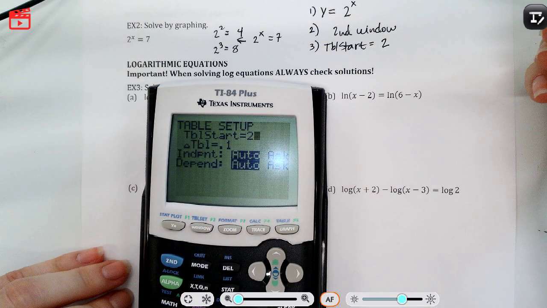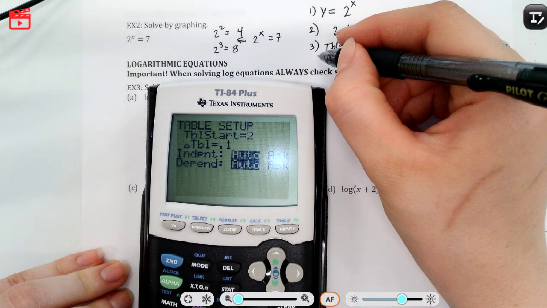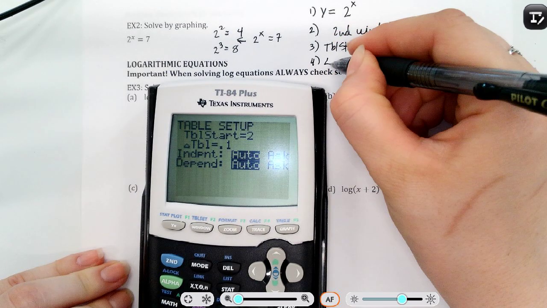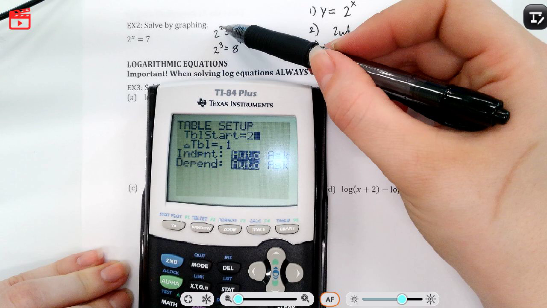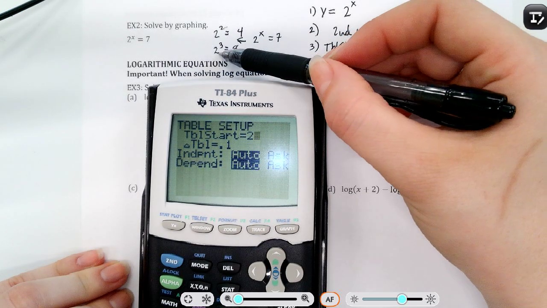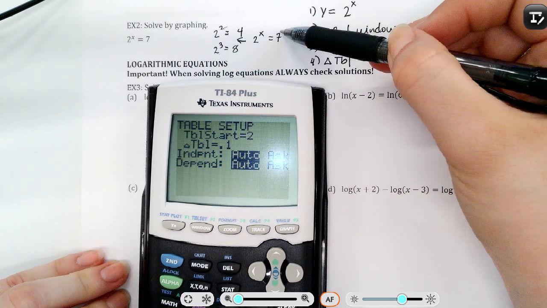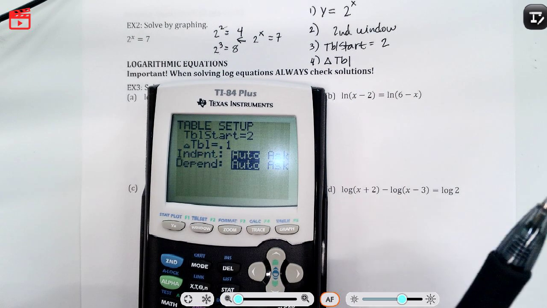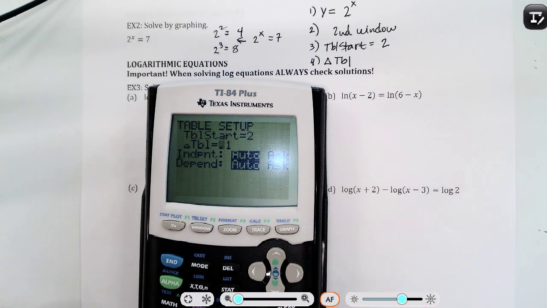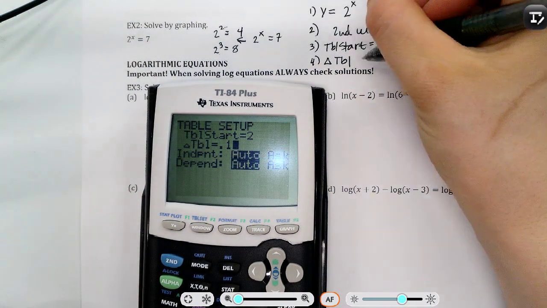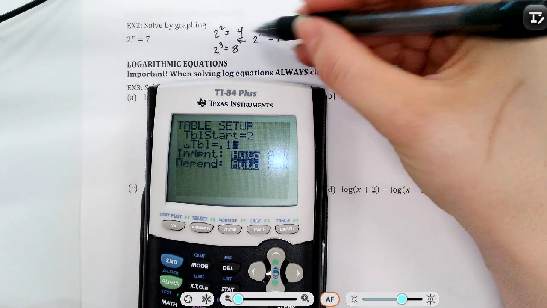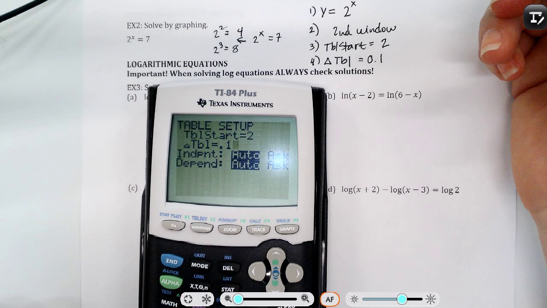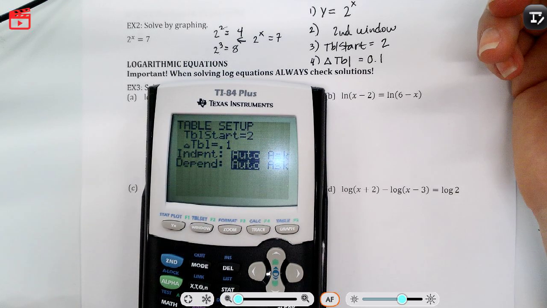Okay. And then the change in table values. Change in table. We know it's not going to be by ones because 2 to the second power is 4. And then if I do 2 to the third power, boom, I'm past 7 already. So we're not going to start in ones. Let's just go with decimal points of 0.1. Okay. I wouldn't count by ones because if I did that, I would totally skip my answer of 7. All right, so we're going to do that.